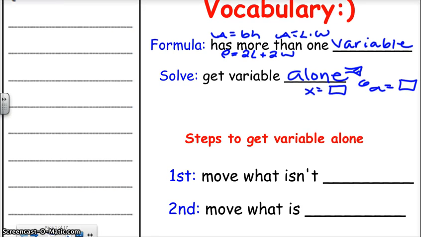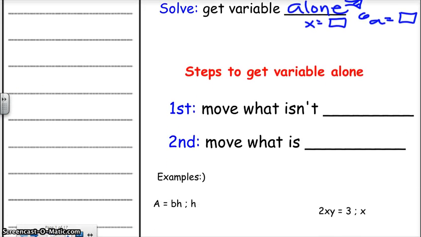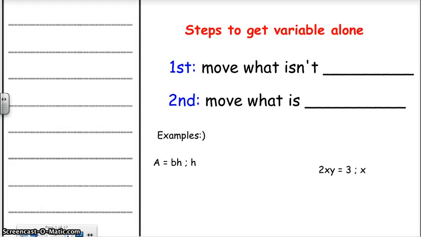Strategies to solve, to get a variable by itself. When I say to solve, it just means get it alone. It wants to be all by itself. First thing you do is move what's not connected. When I say solve, you're going to move what's not connected, followed by moving what is connected. It's like a two-step equation. Same policy, just no numbers. Now it's letters.